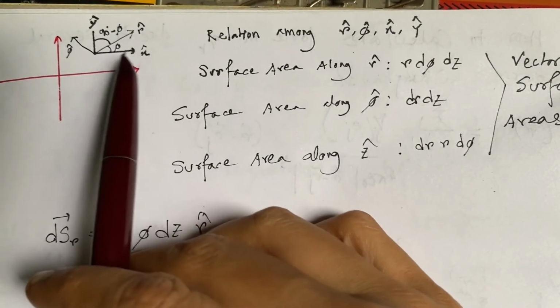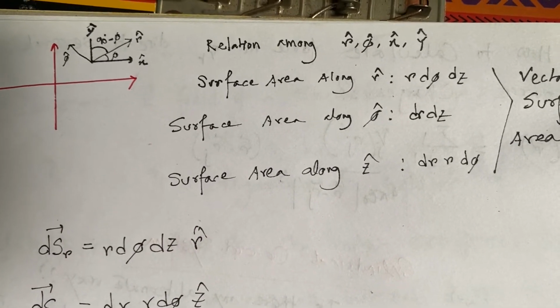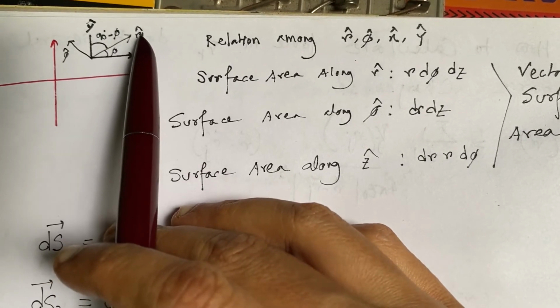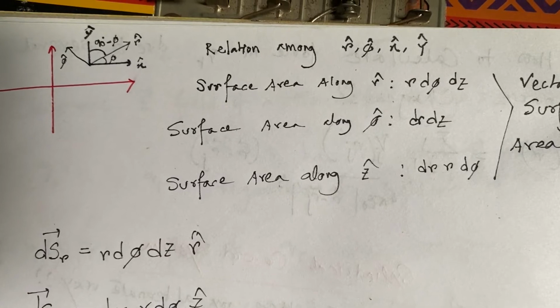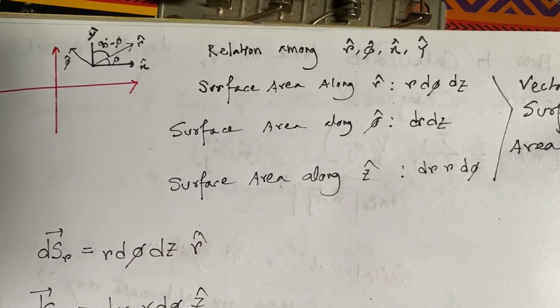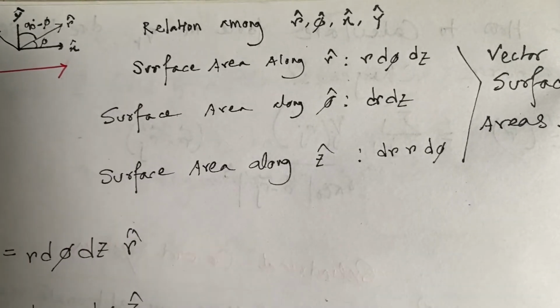Now suppose these are the x and y directions along the Cartesian coordinate system. Now this is the unit vector r, which is along the direction of increasing r, as we have just discussed, and this is the unit vector along the phi direction. Now what will be the relation among all these quantities?